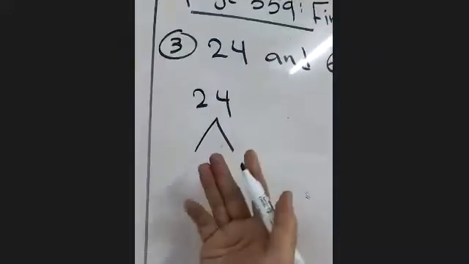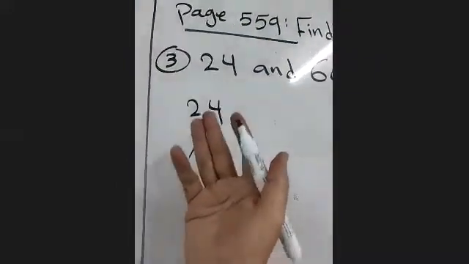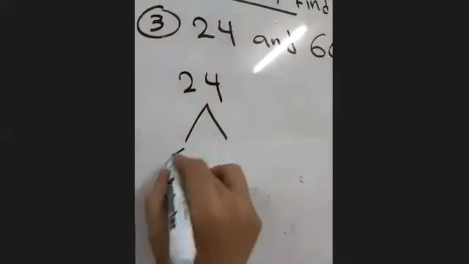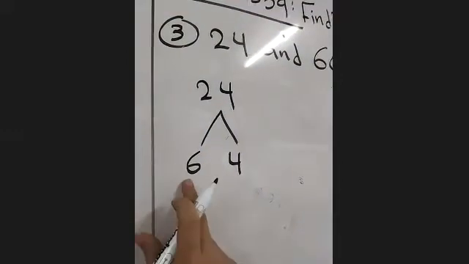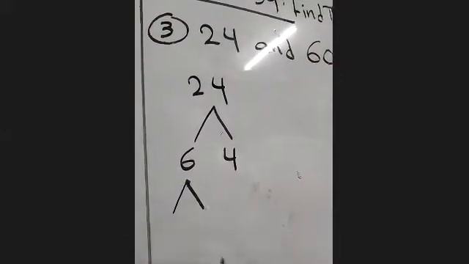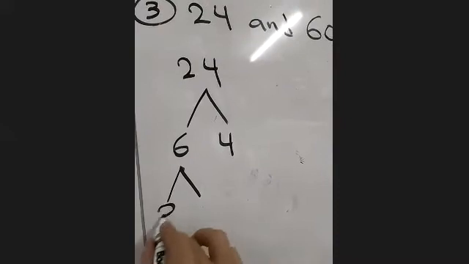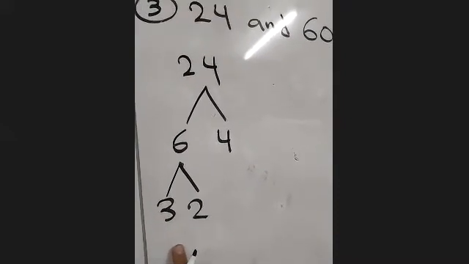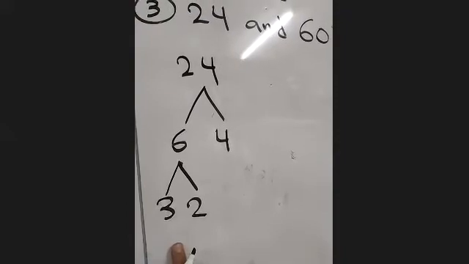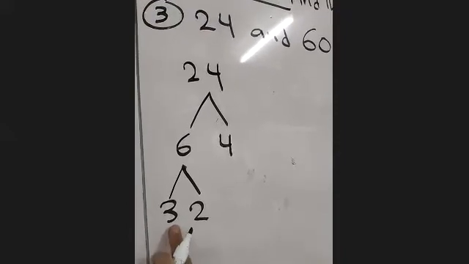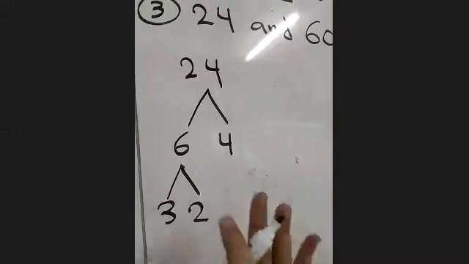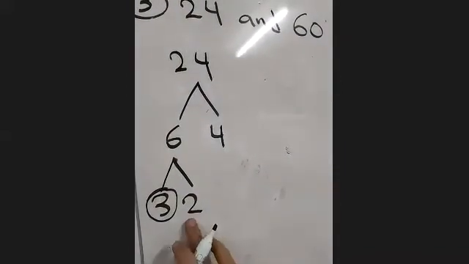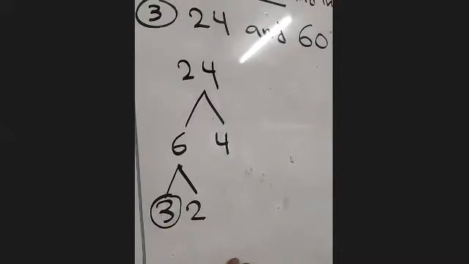Now, give me two numbers. If you multiply them, you get 24. 6 and 4. Fine. For the 6, give me two numbers. 3 and 2. For the 3, give me two numbers. It doesn't have. We have a 3 and 1, and we don't want 1 in the 3. So I put what? Circle. Of the 2, the same thing.